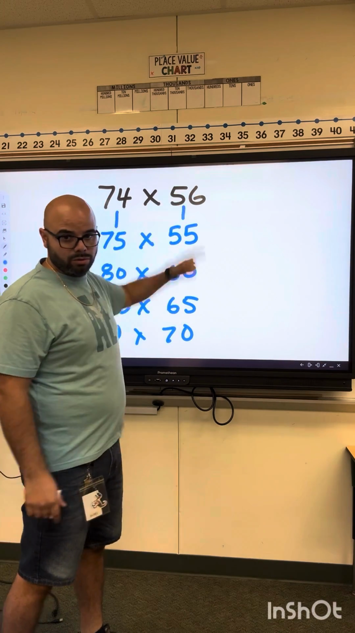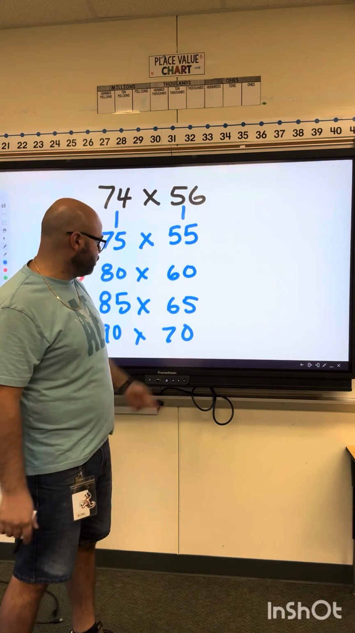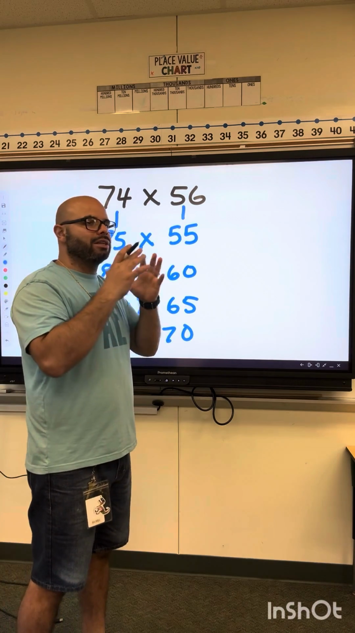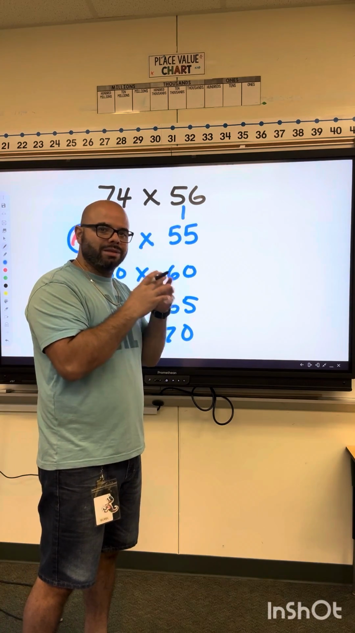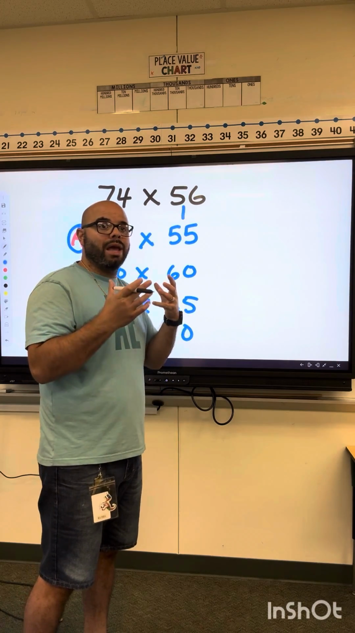65, again, too much of a number. Here, same thing, too much of a number, right? You want to get as close to the exact as you can. It's not going to be the exact, but you want to get as close to it, right? Okay, so that's using compatible numbers ending in 5.